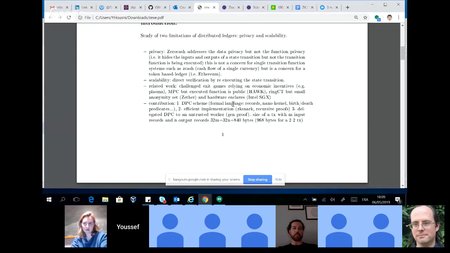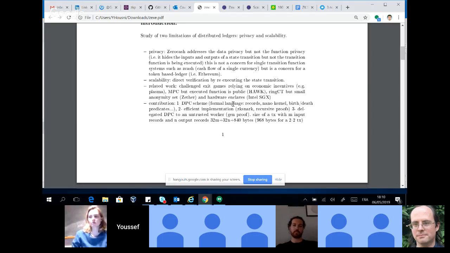But what if someone doesn't give you the blinding key? It will block your UTXO. But in Ethereum or a distributed ledger with balances, it will block the entire balance. So ZETHE is a paper to address this. And also you have hardware enclaves such as Intel SGX, but this is another problem.